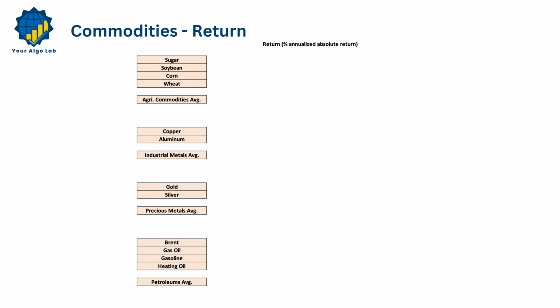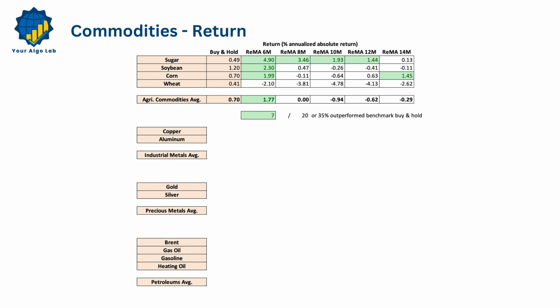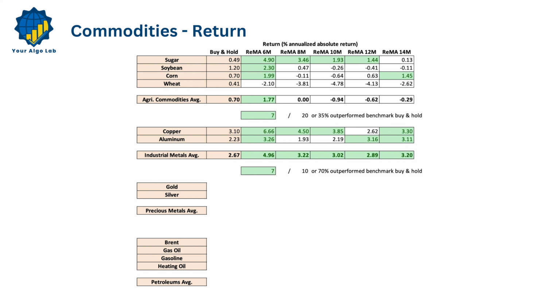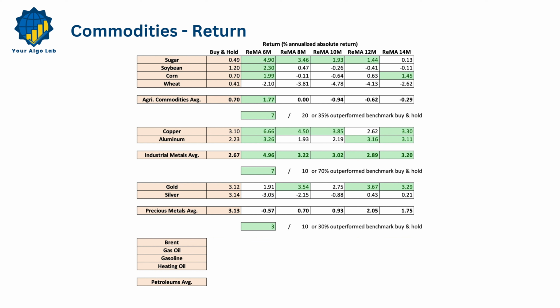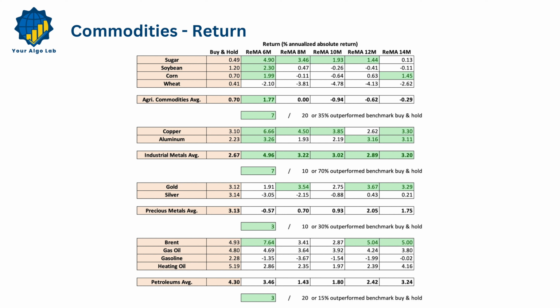Let's start with returns. 35% of the resampled moving average strategies outperformed in agricultural commodities, with the outperformance mostly clustered around the 6-month resampled moving average. For industrial metals, 70% of the strategies outperformed, with similar clustering near the 6-month resampled moving average. In precious metals, however, only 30% of the strategies outperformed and a mere 15% outperformed in petroleum products. When compared to the daily moving average strategy, the resampled moving average demonstrates overall improvement across all commodities.